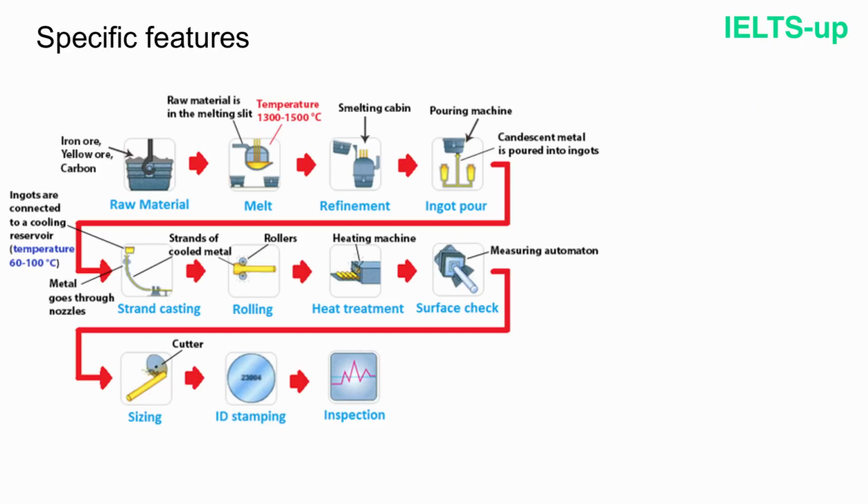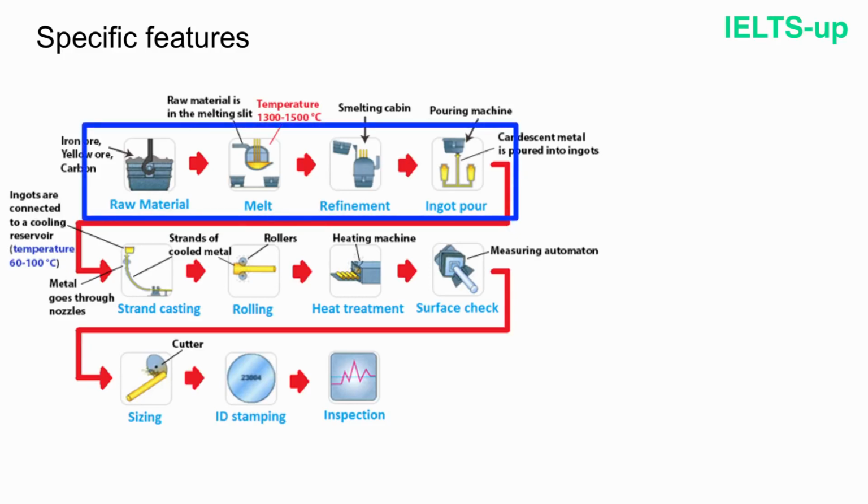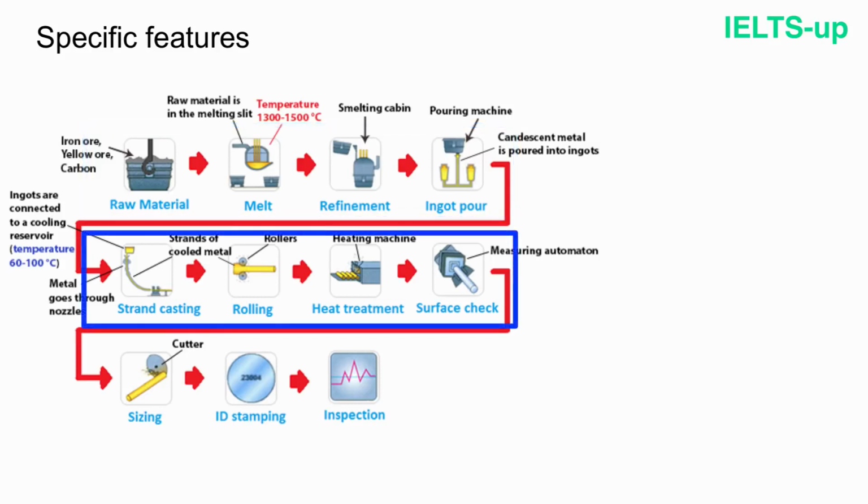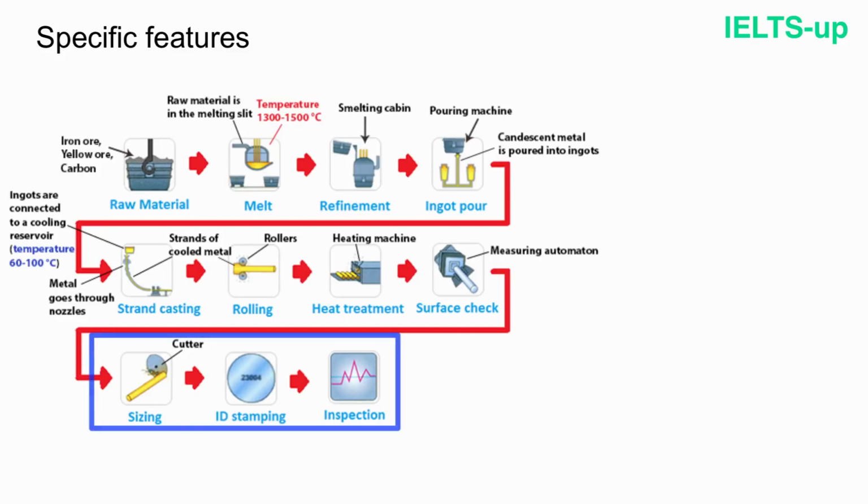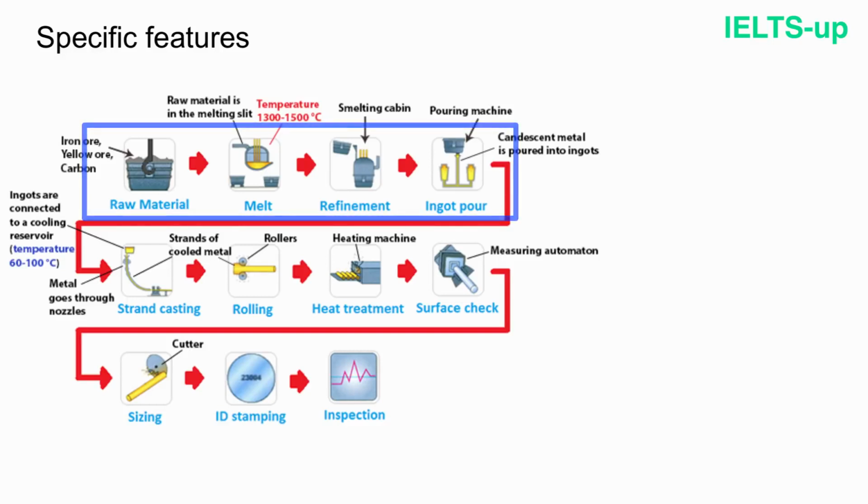Now let's see how I wrote the specific features. I decided to divide the specific features into 3 paragraphs, so that the first paragraph writes about the first 4 stages of our process. The second paragraph writes about the next 4 stages. And the last paragraph writes about the last 3 stages. Now, I will explain to you how to describe each stage of our process. Let's take a closer look at the first 4 stages.